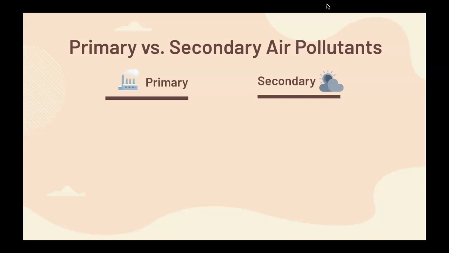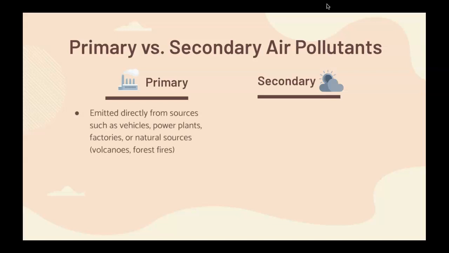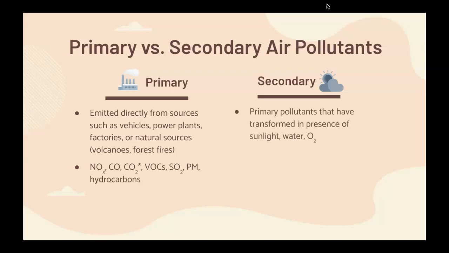And so finally, we need to kind of know the difference between primary and secondary air pollutants. So our primary air pollutants are things that are going to be emitted directly from the source into the atmosphere. So directly from vehicles or from a factory, or could be even a natural source like a volcano or a forest fire. And so these are most of the criteria air pollutants. So these are NOx, these are carbon monoxide, VOCs, sulfur dioxide, particulate matter. These are all considered primary air pollutants.